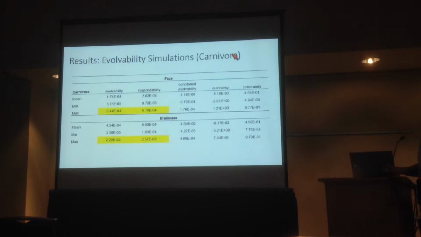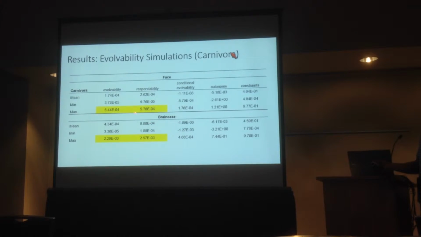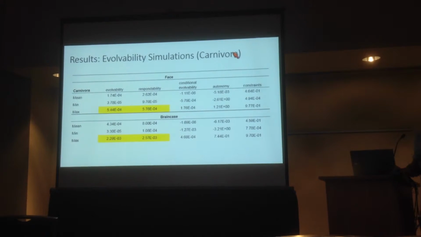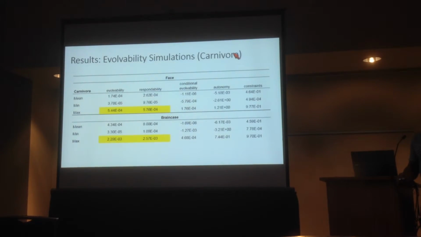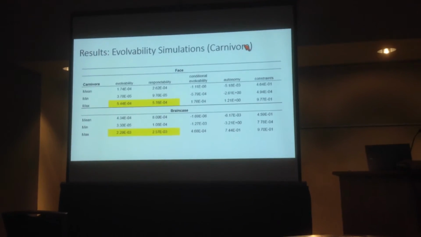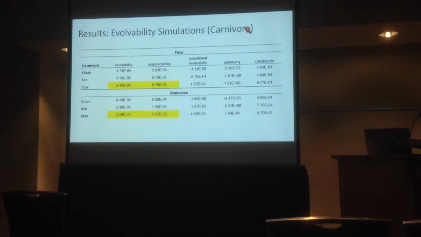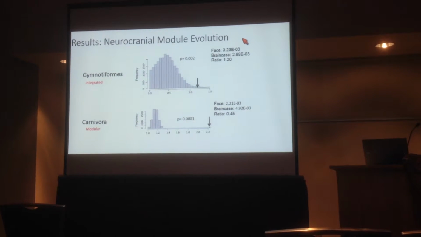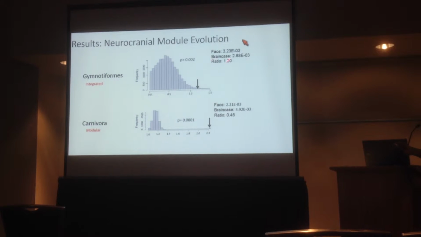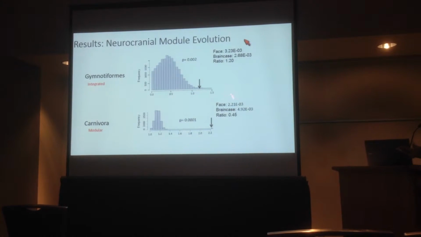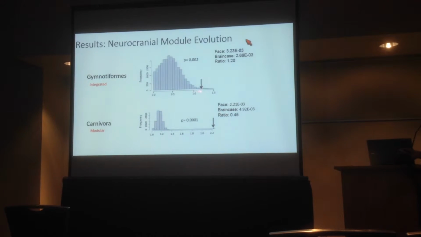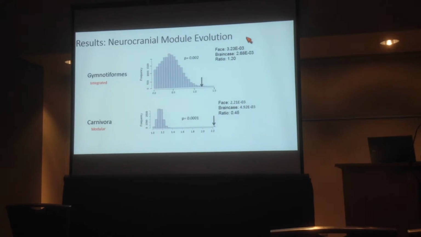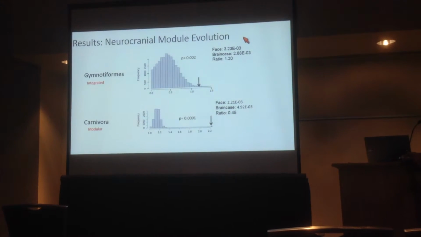For carnivorans, what you see instead is that the brain case actually exhibits way more evolvability, way more respondability, which is just the raw ability to respond and how readily you respond to selection vectors. So the brain case outweighs the face substantially. When we look at their rates of evolution, all this starts making more sense, because you can see that between the face and brain case in genetiforms, the face just slightly edges out the brain case. Here, the ratio is like 1.2. And with carnivorans, the brain case evolved nearly twice as fast as the face. And why is that? Well, we'll get into that.